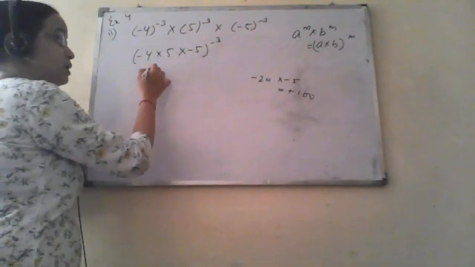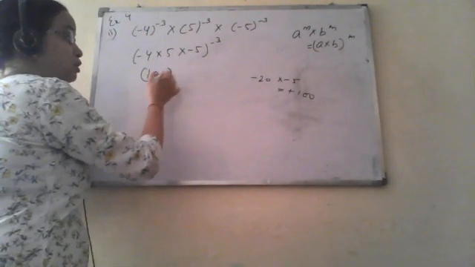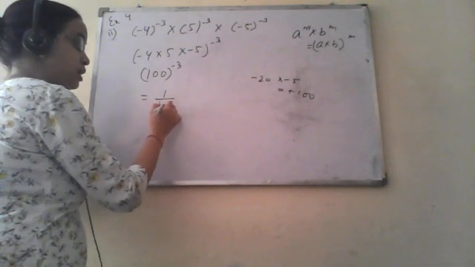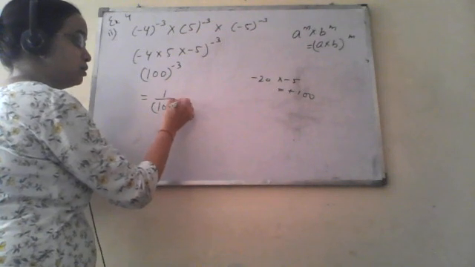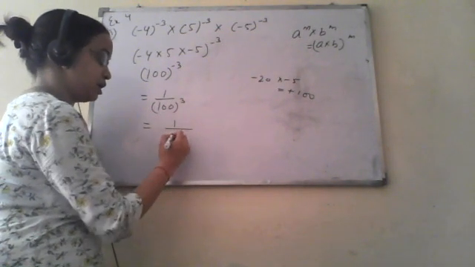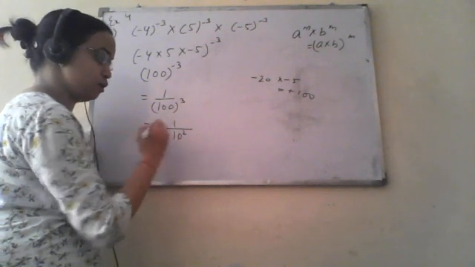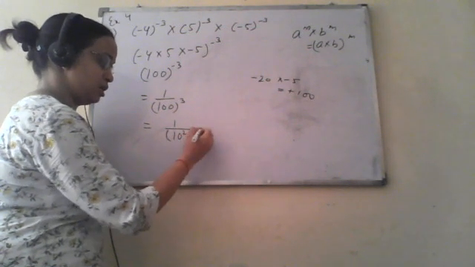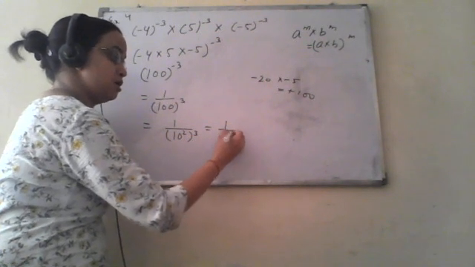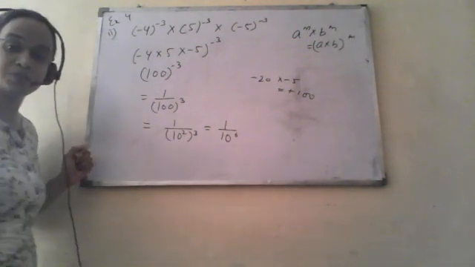Okay, it will become 100 to the power minus 3, or it can be written as 1 upon 100 to the power 3. Now further we can write it as, this 100 can be written as 10 to the power 2, so 10 to the power 2 into 3. It will be 10 to the power minus 6. I hope this is clear to you.